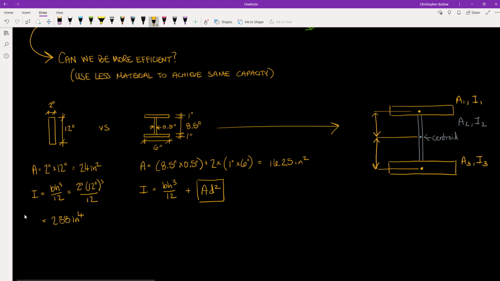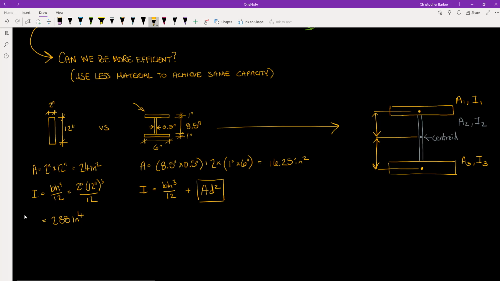Now let's take a look at an I-shaped section. We calculate its area here by breaking it down into 3 separate rectangular components, and that adds up to an area of 16.25 inches squared. Now let's try to calculate the moment of inertia for this section.